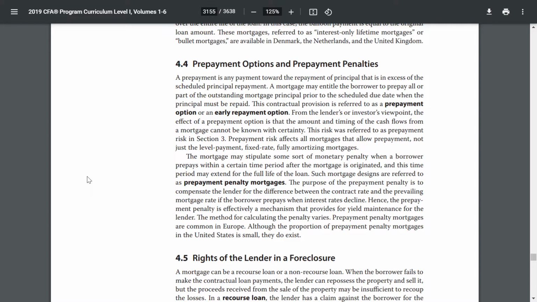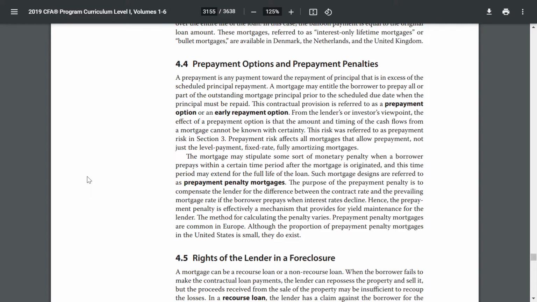From the lender's or investor's viewpoint, the effect of the prepayment option is that the amount and timing of the cash flow from the mortgage cannot be known with certainty. This risk was referred to as prepayment risk in Section 3. Prepayment risk affects all mortgages that allow prepayment, not just the level payment, fixed-rate, fully amortized mortgages.